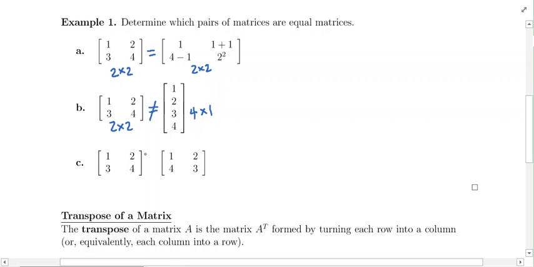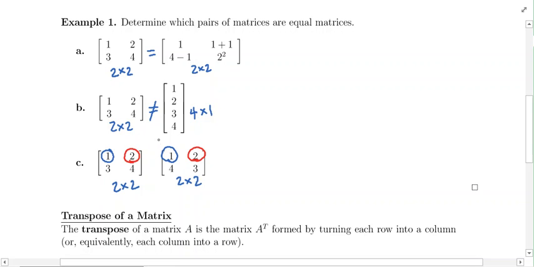And then lastly, we have this last pair of matrices. Again, both of them have 1, 2, 3, and 4. And they're actually both 2 by 2 matrices, so they have the same size. But we've got to check, do we have the same numbers in the same positions? So we check the top left-hand corner. This has a 1, this has a 1. If we check the top right, this has a 2, this one has a 2.